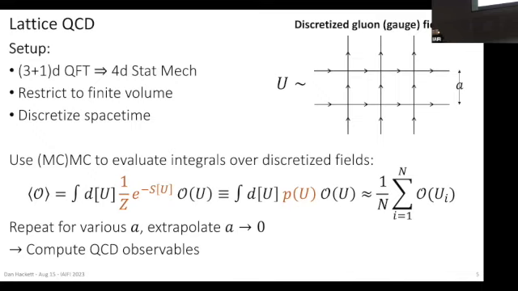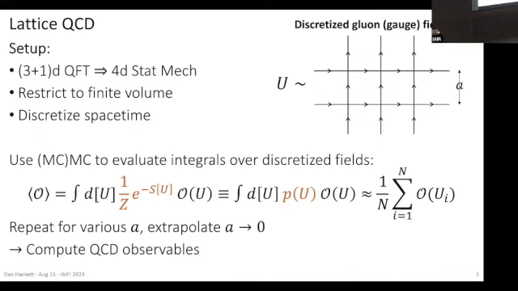So 1 over Z, you can't really see this pointer. Okay, so here, this is sort of the weight of the path integral. This should look familiar from statistical mechanics. This is a Boltzmann weight. Here S is the action of some particular gauge field. You can think about it as an energy.